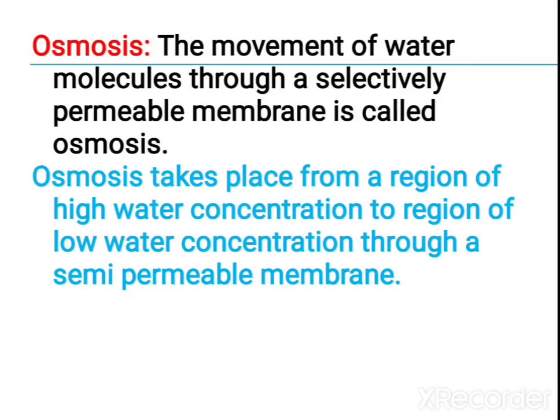Next is osmosis. It is the movement of water molecules through a selectively permeable membrane, that is plasma membrane, that you call osmosis. For osmosis, the presence of membrane is needed, but in diffusion it's not like that. Without membrane also the movement can occur. Osmosis takes place from a region of higher water concentration to a region of low water concentration, but it occurs through a semi-permeable membrane. Osmosis is related only to water, but diffusion is not like that.